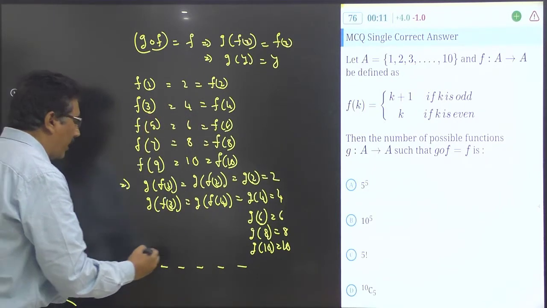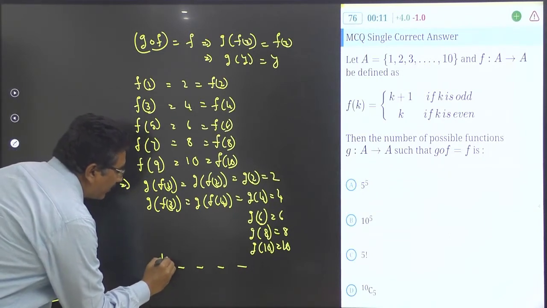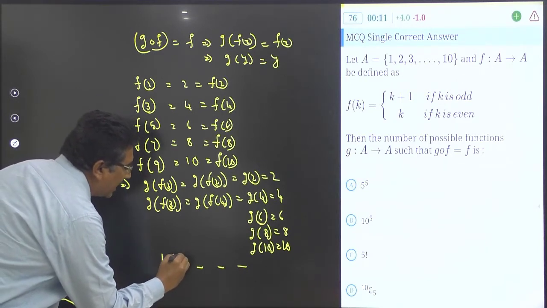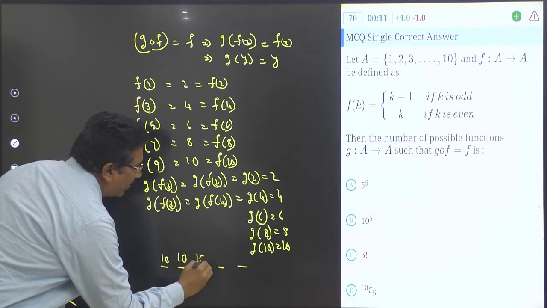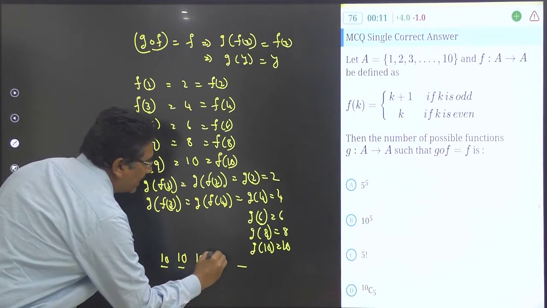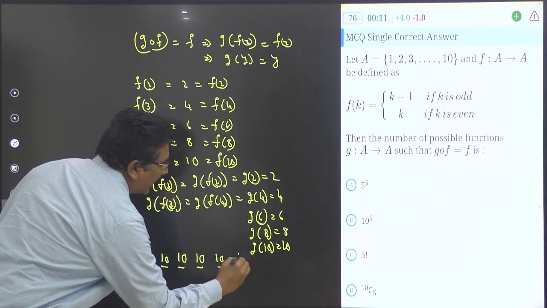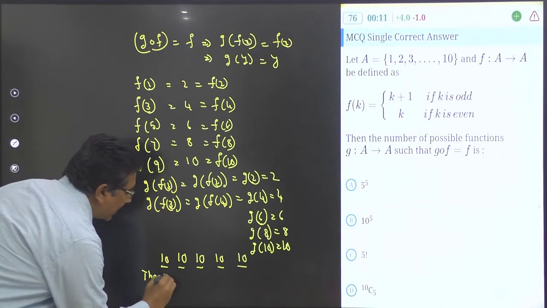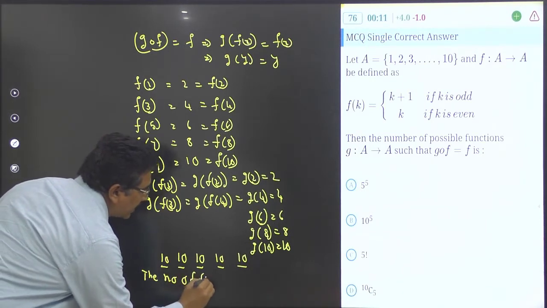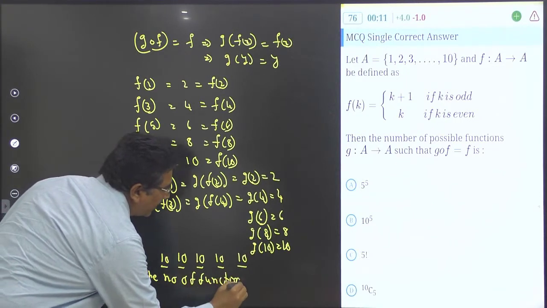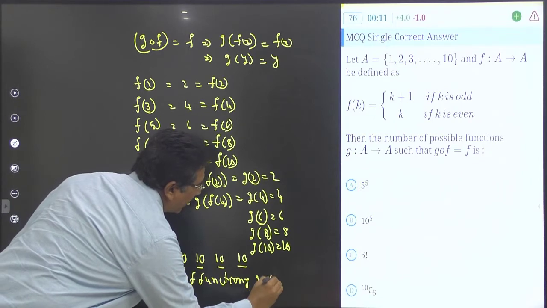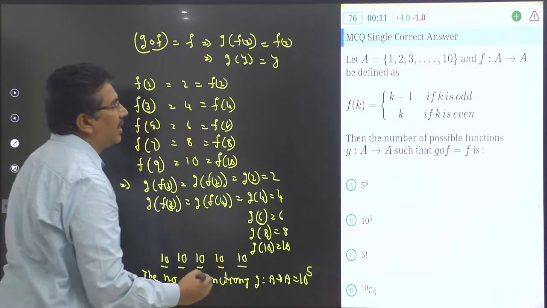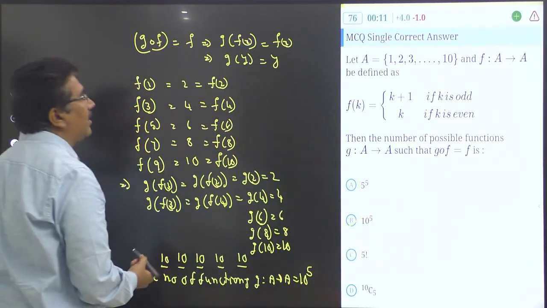So the image of 1 in set A can be chosen in 10 ways. Similarly, the image of 3 in 10 ways, the image of 5 in 10 ways, the image of 7 in 10 ways, the image of 9 in 10 ways. Therefore, the number of functions g mapping from A to A is equal to 10 power 5. Right? The option is option B.